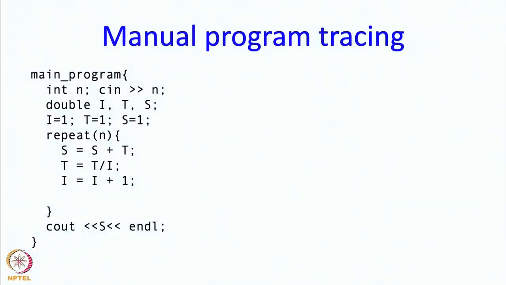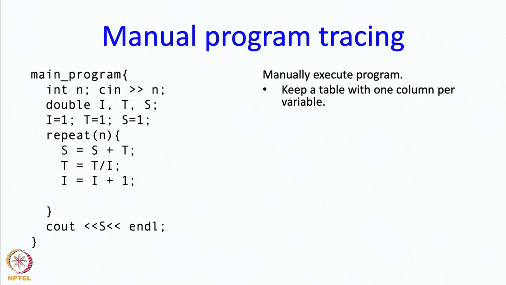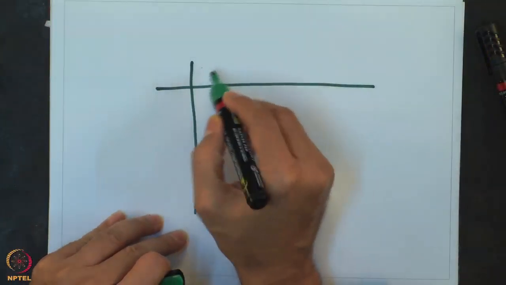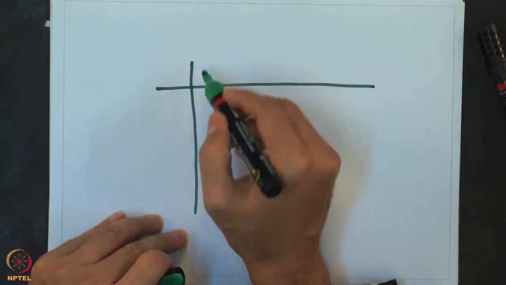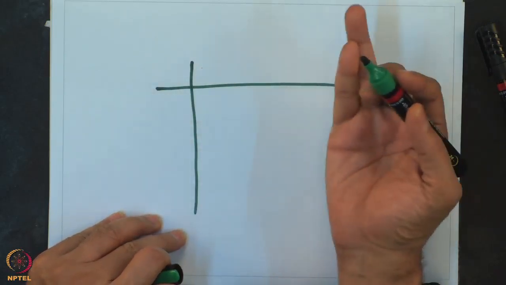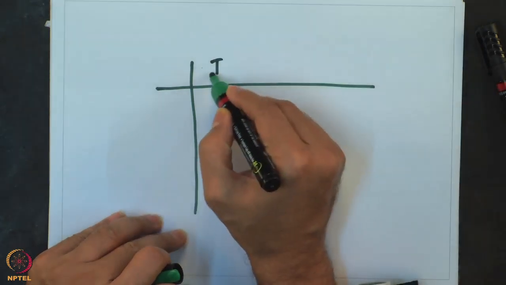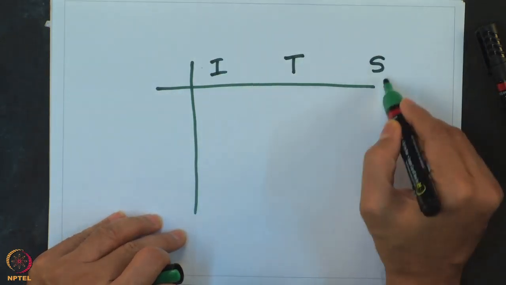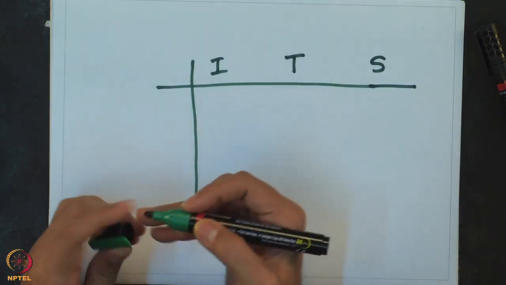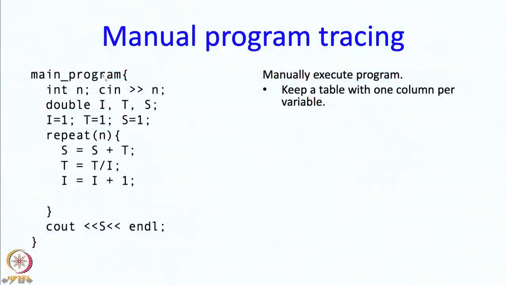Another way of debugging the program is through manual program tracing. So here is our same program, and now we are going to pretend that we are a computer and we are going to execute the program and keep track of what values the different variables have. So to facilitate this, it is often recommended that you make a table. So you have a column for every variable. So let us not keep a column for n, because n is going to be fixed once and for all and it is not going to change. So let's keep a column for I, let us keep a column for t, let us keep a column for s.